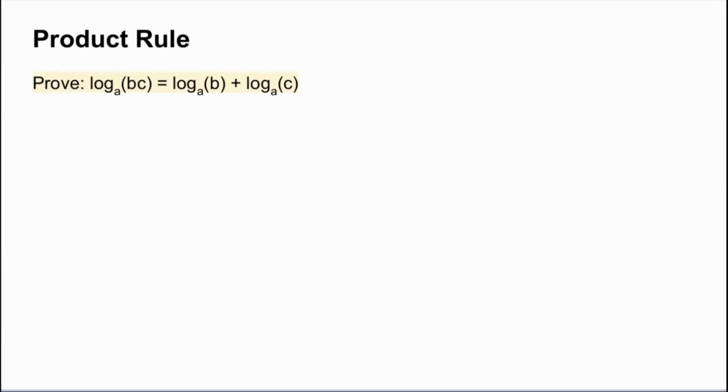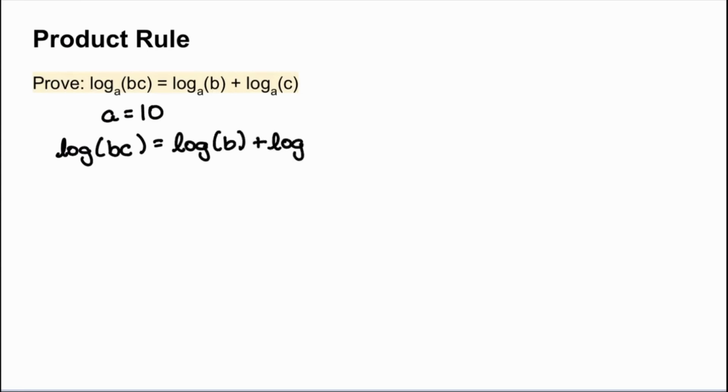So for most of these questions, we're going to set the base a equal to 10. So I can rewrite this statement as log of bc is equal to log b plus log c. Now I don't have the subscript written because log base 10 is a common log, so we just write it with no subscript. If there's no subscript, it's assumed to be a 10.